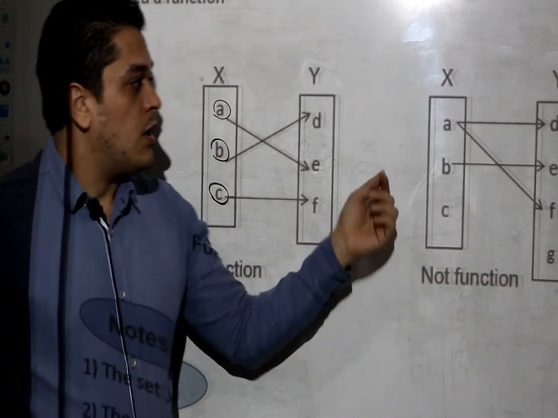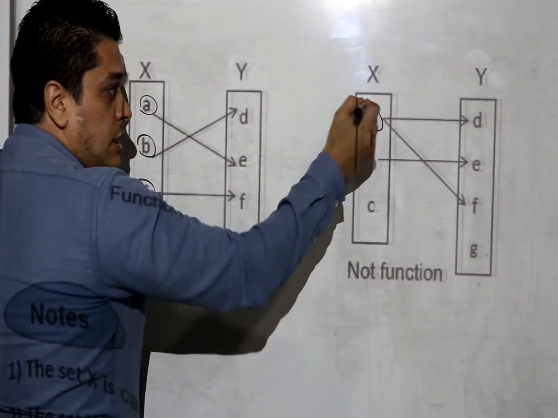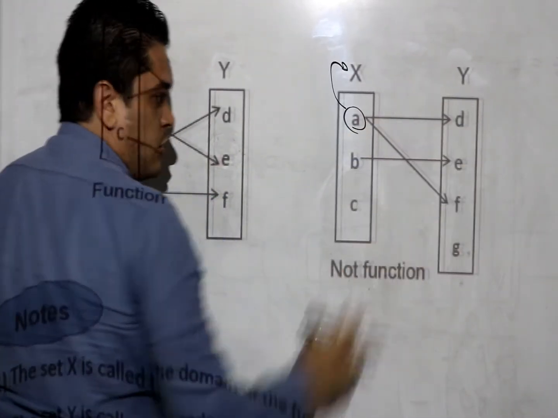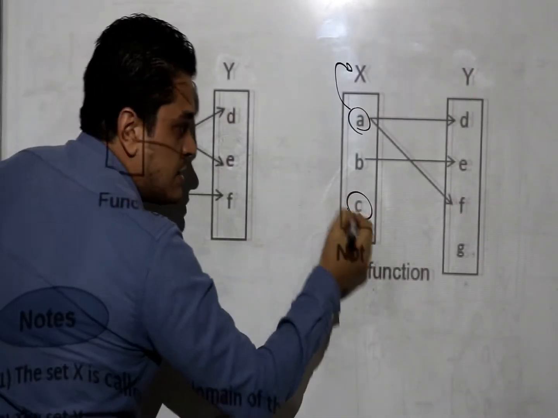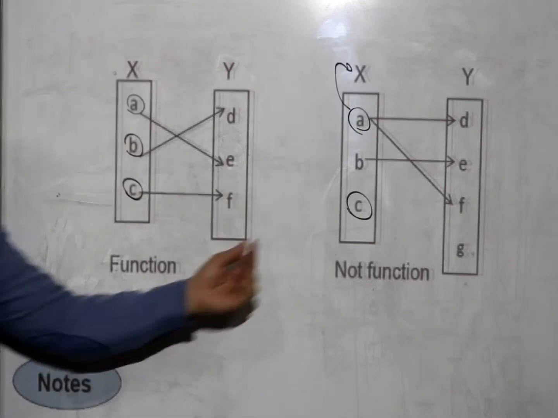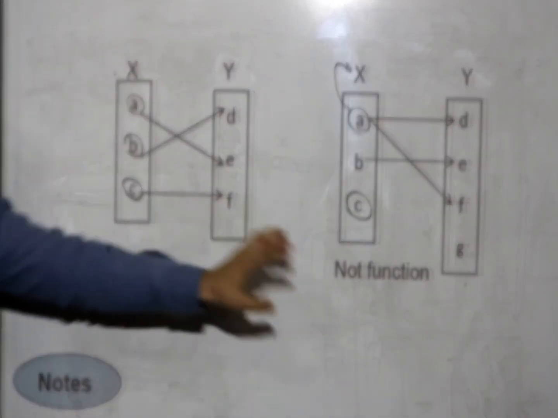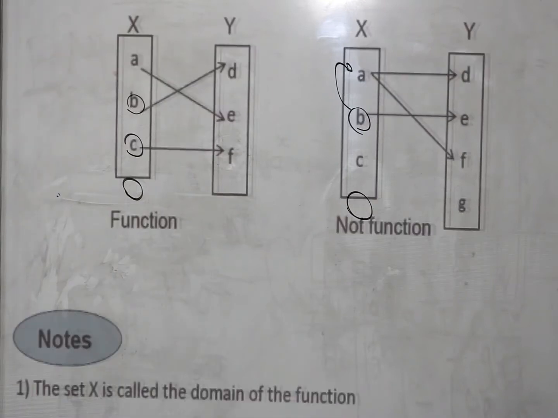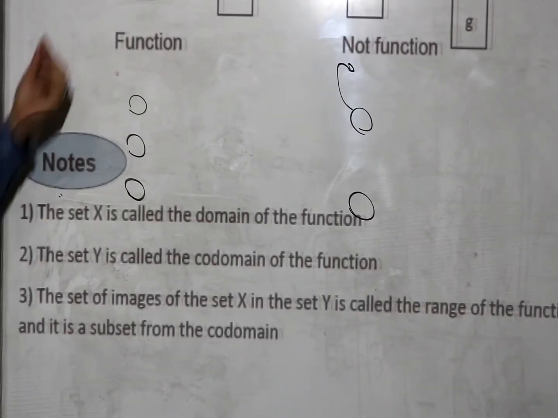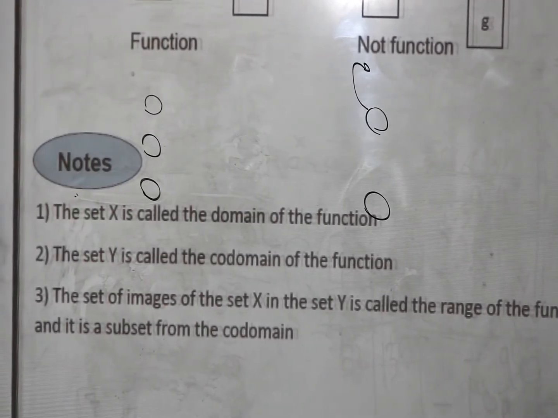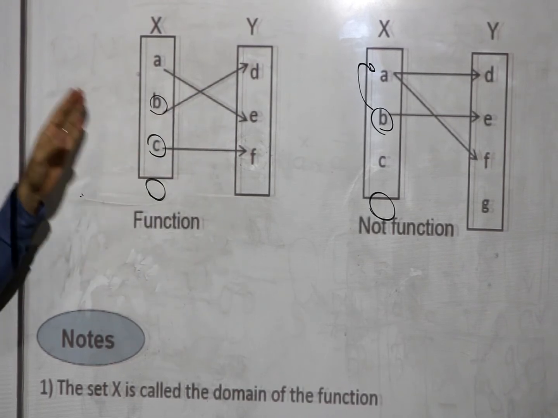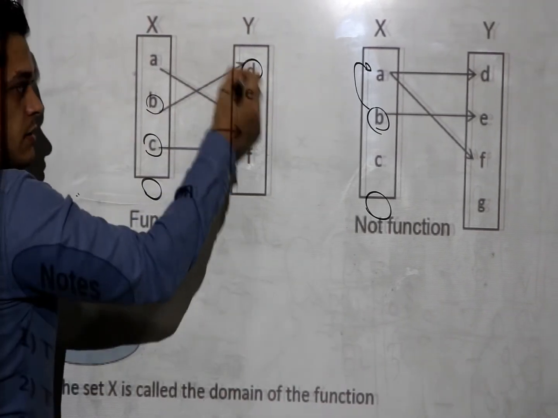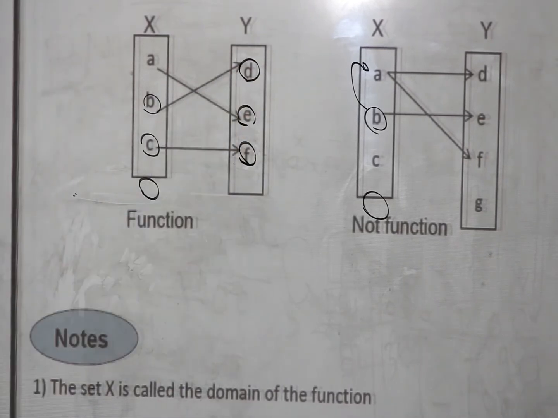What about this one? Element a in the set x has two images in y, so this relation is not a function. And we have another reason: the element c that belongs to the set x has no image in y, so this relation is not a function. And we have some notes. The set x is called the domain, the set y is called the codomain. What about the images in y? They are called the range of the function.